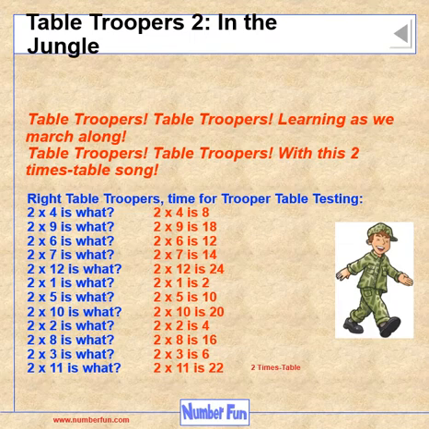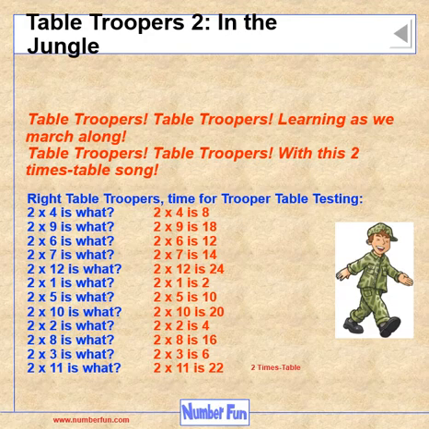2 times 4 is what? 2 times 4 is 8. 2 times 9 is what? 2 times 9 is 80. 2 times 6 is what? 2 times 6 is 12. 2 times 7 is what? 2 times 7 is 40. 2 times 12 is what? 2 times 12 is 24. 2 times 1 is what? 2 times 1 is 2. 2 times 5 is what? 2 times 5 is 10. 2 times 10 is what? 2 times 10 is 20. 2 times 2 is what? 2 times 2 is 4. 2 times 8 is what? 2 times 8 is 60. 2 times 3 is what? 2 times 3 is 6. 2 times 11 is what? 2 times 11 is 22.